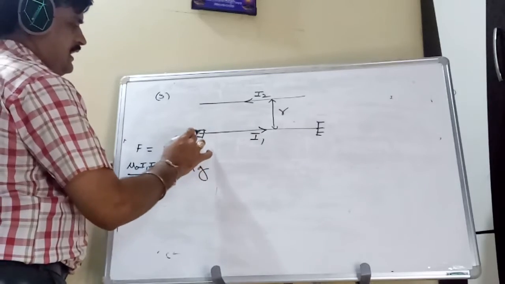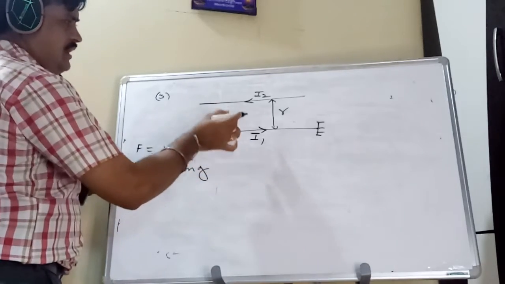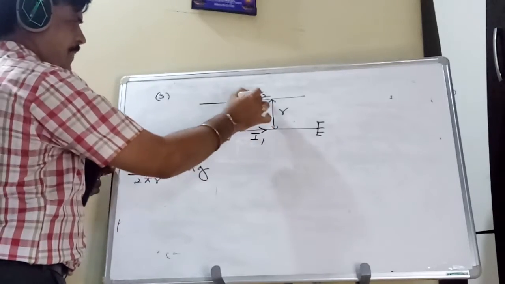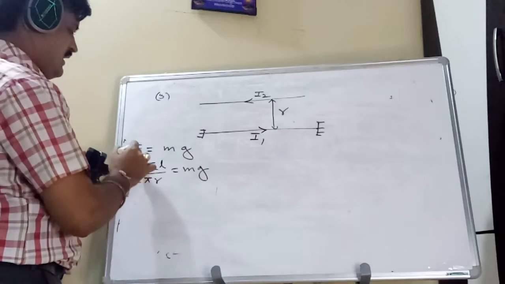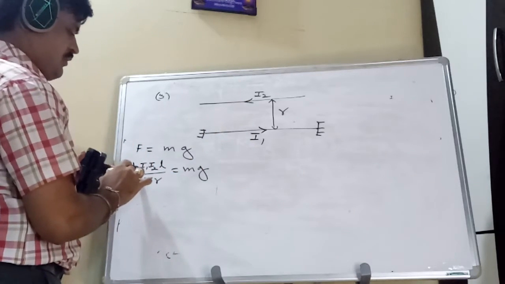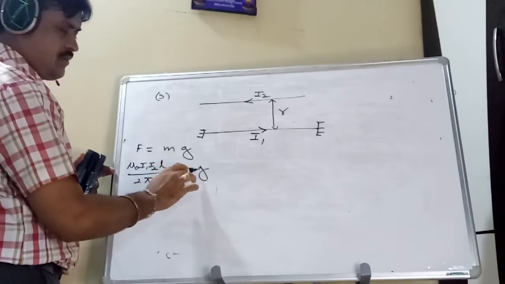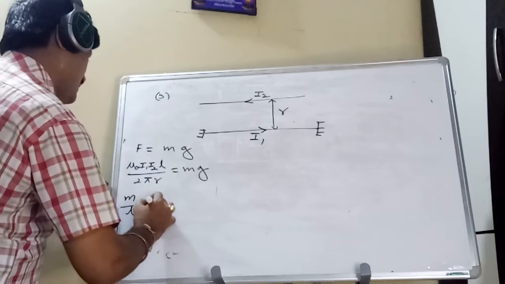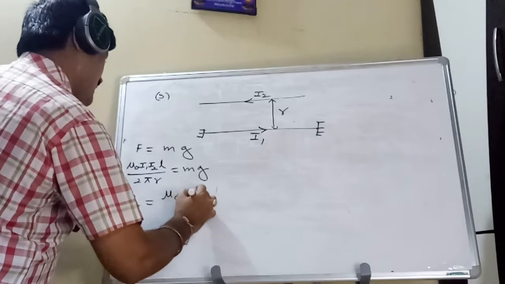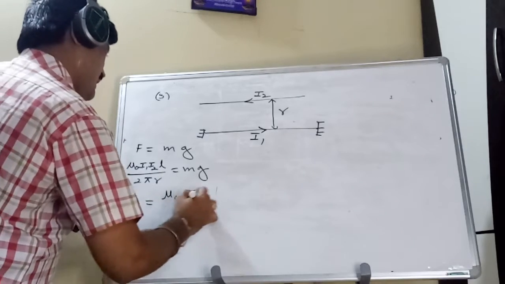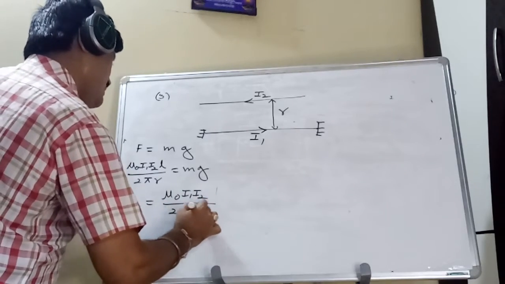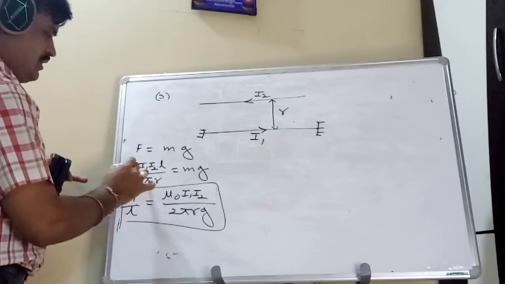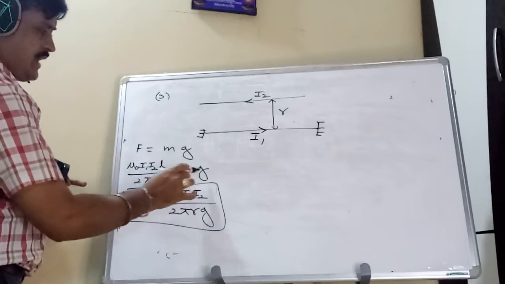So current passes through the rigidly supported conductor, and another conductor is placed above at distance R with I2 current, both in opposite directions. The force between them, F equal to mu naught I1 I2 L by 2 pi R, equal to mg. So here m by L equal to mu naught I1 I2 by 2 pi R into g.